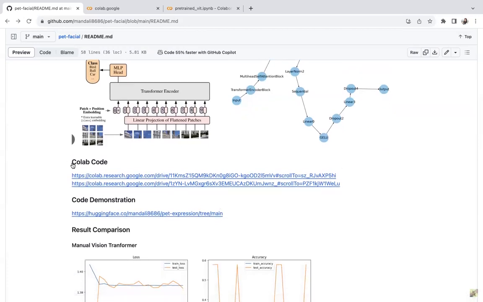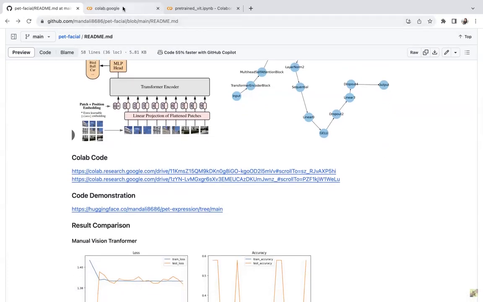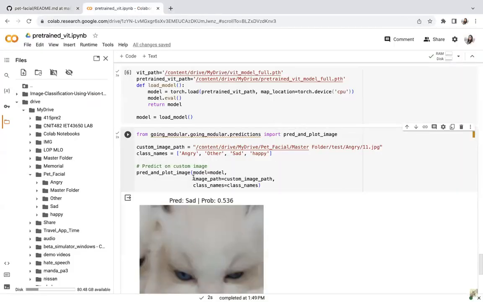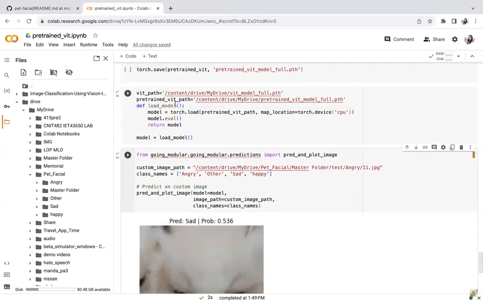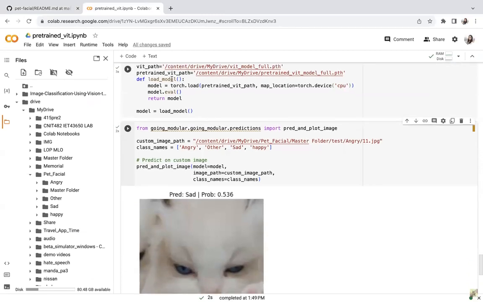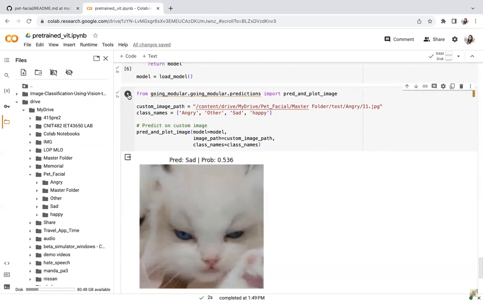For the code, I had some problems running the Space, so I'll just show it with my Colab. I have loaded my models here. I have the ViT model and I have the pre-trained model. I'll show you the pre-trained ViT path here. I have already got the model loaded, so let's see an example.